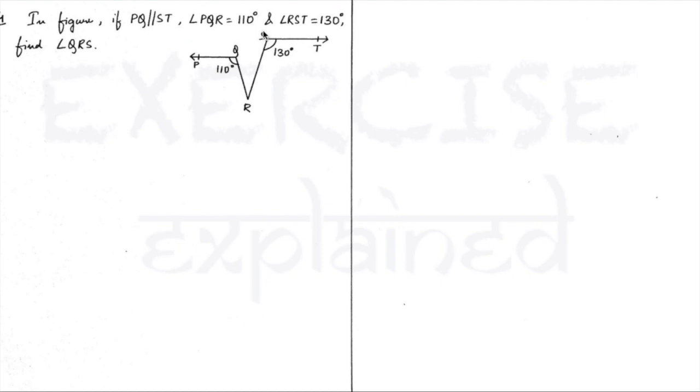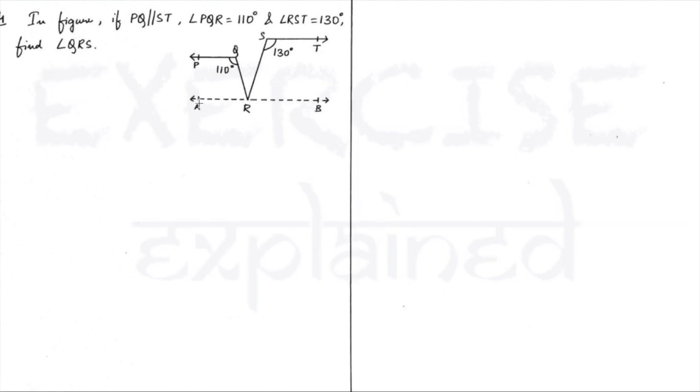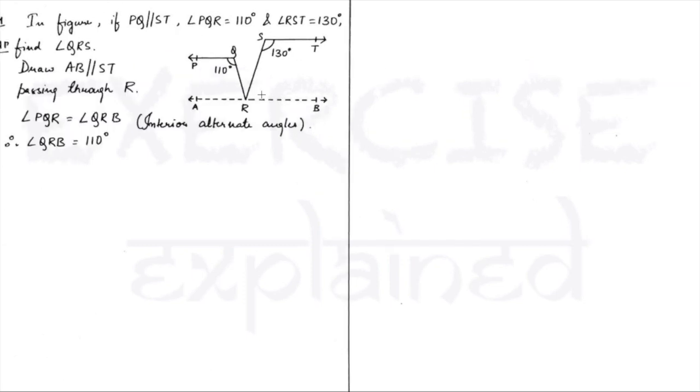So for this we need to do a small construction. So you can see here I have just drawn a line AB which is parallel to PQ as well as it is parallel to ST. The reason I've drawn it here is I need some base in order to find this. So what we're going to do over here is we will first find the value of QRB, that's going to be equal to 110 degrees because PQR is 110 degrees. So QRB will also be equal to 110 degrees over here.